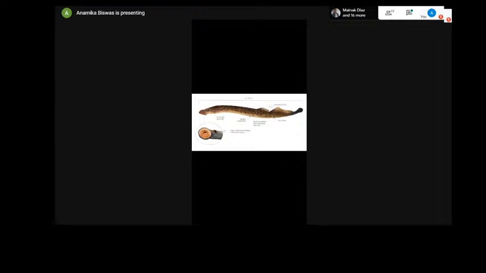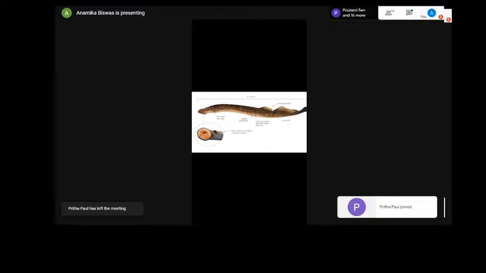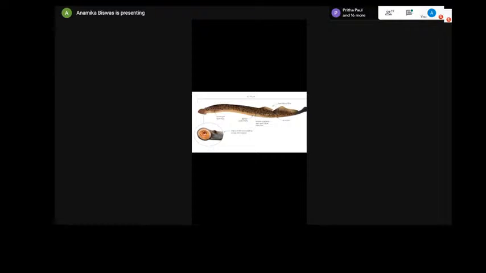Example is Petromyzon. Here is important information: Petromyzon is sanguivorous. Like a leech is sanguivorous, Petromyzon is also sanguivorous because it sucks blood of fishes. It sucks blood of other fishes as an ectoparasite. So that is cyclostomata. Next class is chondrichthyes, that means cartilaginous fishes.